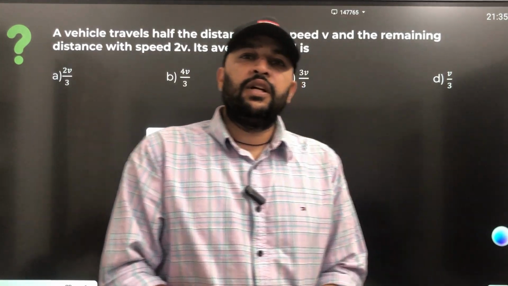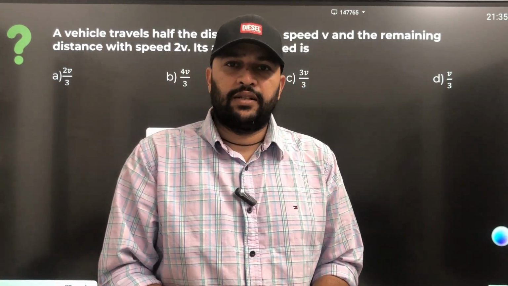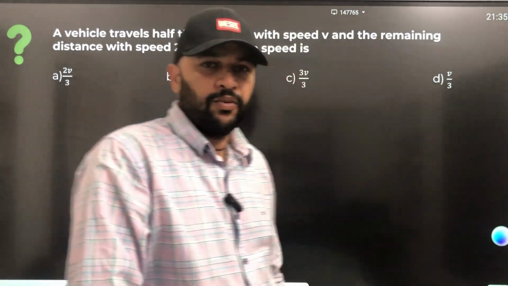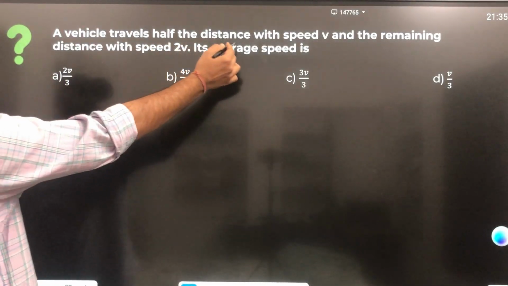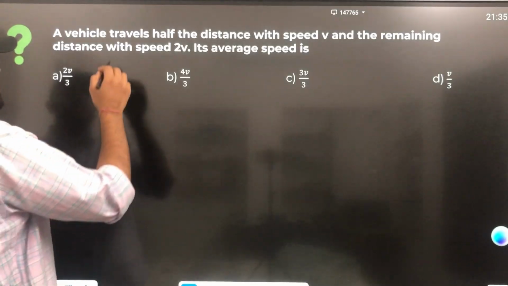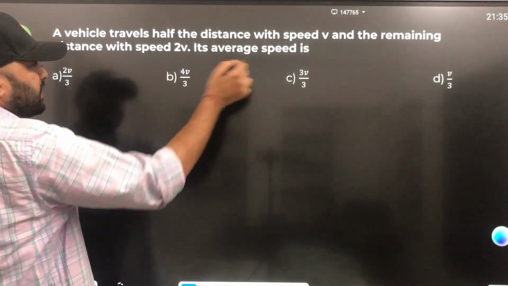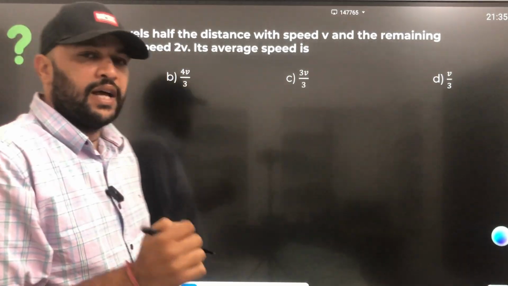We will start with our PYQs of kinematics. Okay, so let's start with our question number 1. Question number 1 says, a vehicle travels half the distance with the speed v and the remaining distance with the speed 2v. Its average speed. So we have to calculate the average speed.